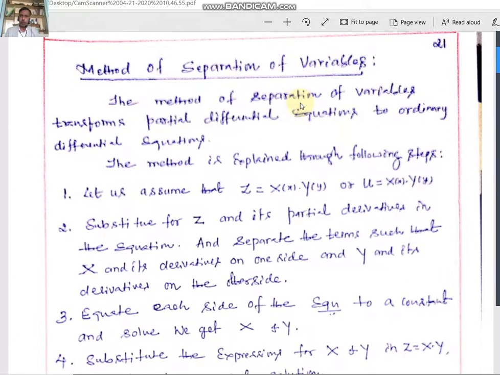Now the next topic is the method of separation of variables. You have studied this method in lower semesters. When you were solving ordinary differential equations of first order, you learned the method of separation of variables. That is writing the given ODE in the form of a function of x with dx and a function of y with dy separately, and then integrating. That is known as the method of separation of variables.